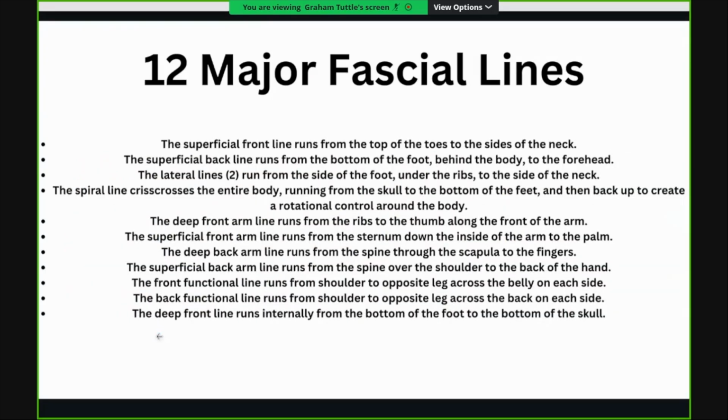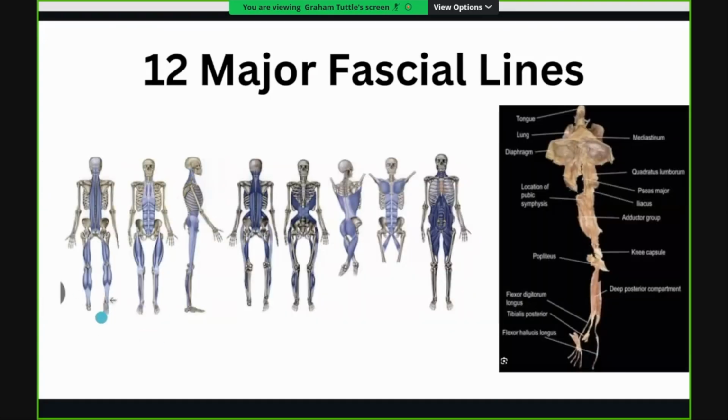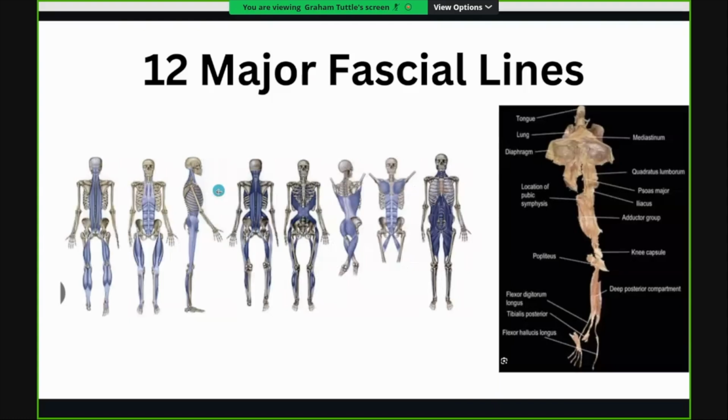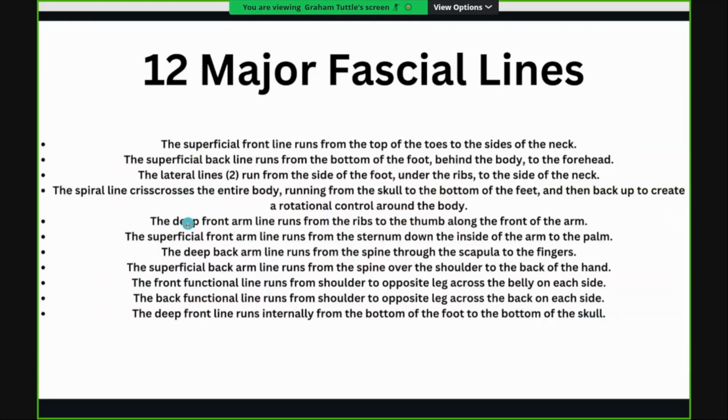The superficial back line runs from the bottom of the foot, behind the body, to the forehead. This is your posterior chain. From the bottom of your foot, back of the line, all the way up to the top of your skull. The lateral lines run along the side of the feet, under the ribs, and up the side of the neck. Once you start to understand the tissue: your fibularis, your IT band, your glute, your ribs, your intercostals, all the way up to the lateral part of your neck.